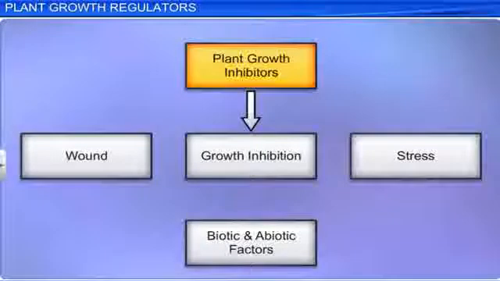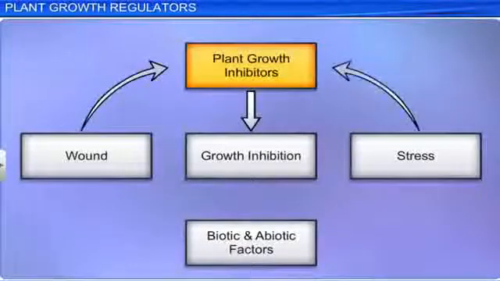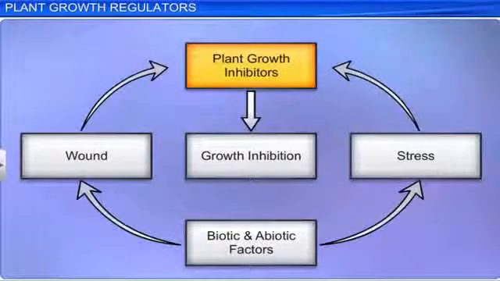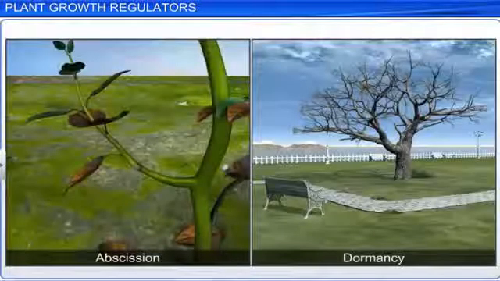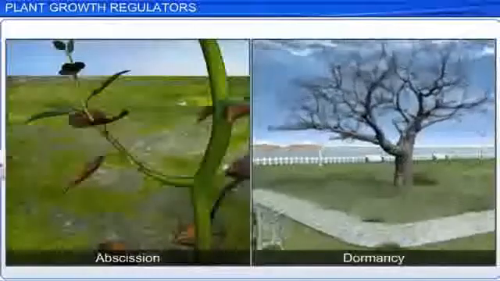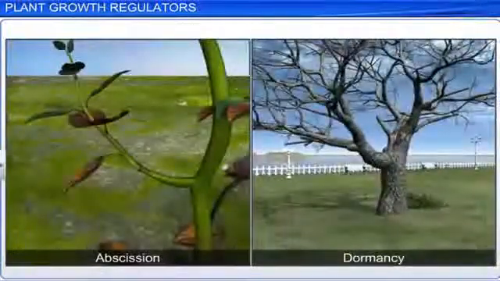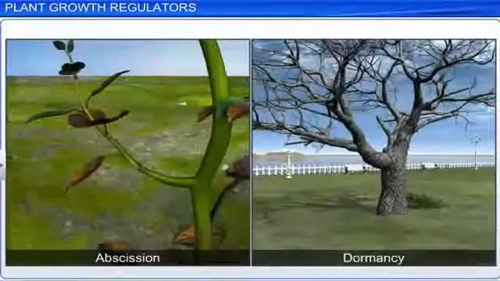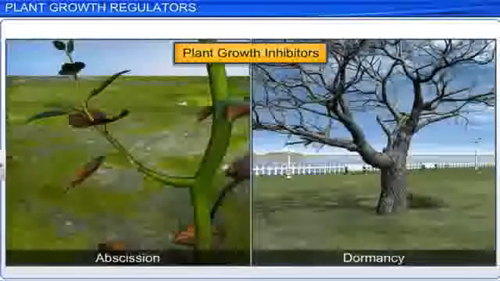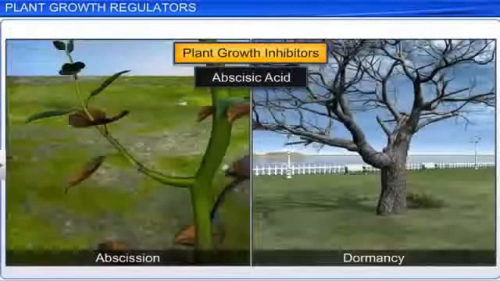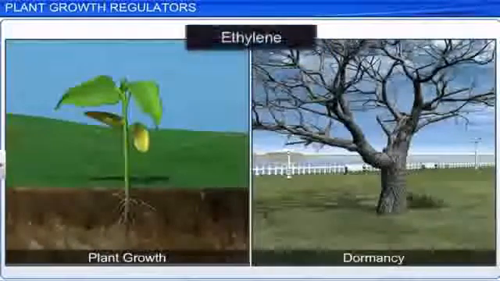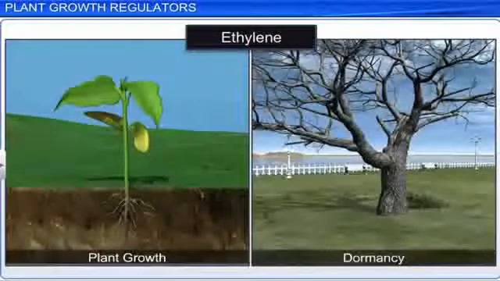Plant growth inhibitors respond to wounds and stress from biotic and/or abiotic factors by inhibiting growth. Abscission, the falling of leaves due to scars, and dormancy, or the quiet period of the plant during winter, are due to the action of plant growth inhibitors. Abscisic acid acts as a plant growth inhibitor, while ethylene can act both as a growth promoter and inhibitor.